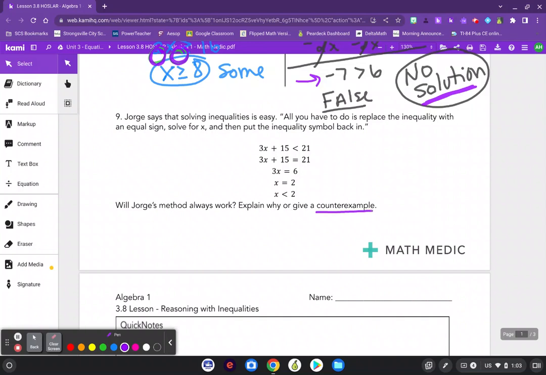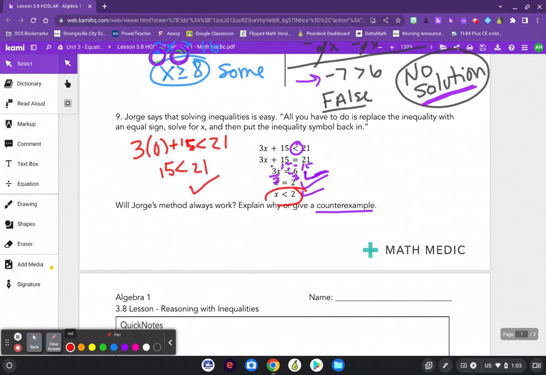So it looks to me like he's going through and he's going to subtract 15. So you get 6, that works out. And I'm putting a check mark here. And then it looks like he's dividing by 3. 6 divided by 3 is 2. And then he puts that same inequality symbol back in. And I could check it, right? I can check to see if the original inequality works for any number less than 2. 0 is less than 2, so I'll try it for 0. And if I substitute 0 in, I get 15 is less than 21, and that's true. So it seems reasonable what Jorge is saying.